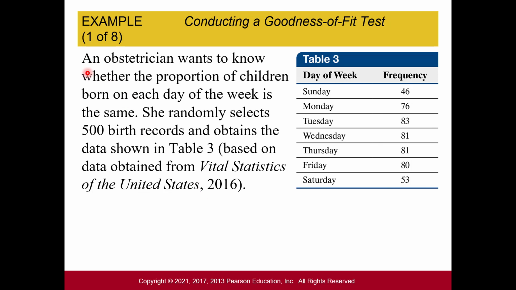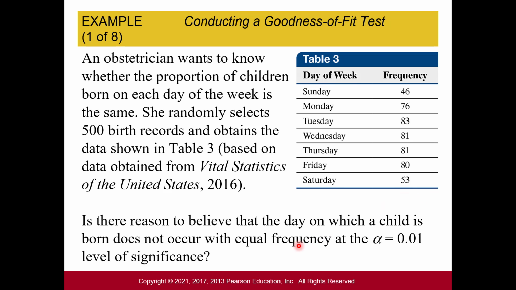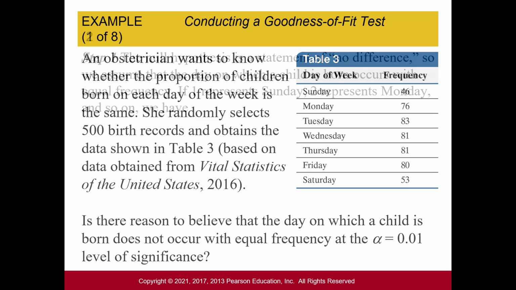So an obstetrician wants to know whether the proportion of children born on each day of the week is the same. She randomly selects 500 birth records and obtains the data shown in this table. So we have our days of our week and then the frequency of births based on those days. Is there a reason to believe that the day on which a child is born does not occur with equal frequency at the 0.01 level of significance?